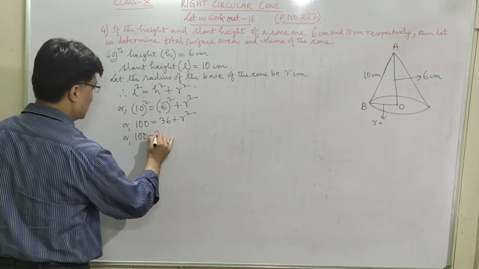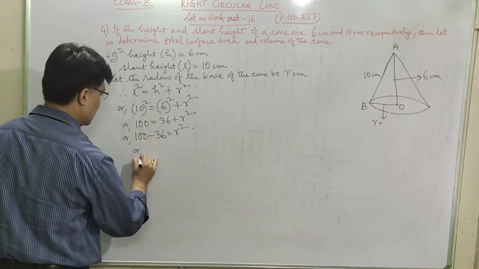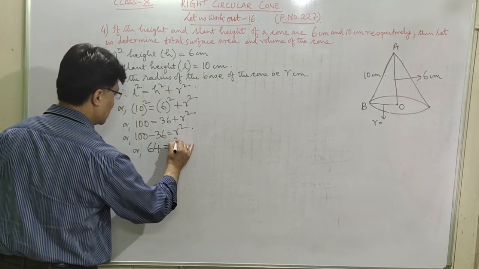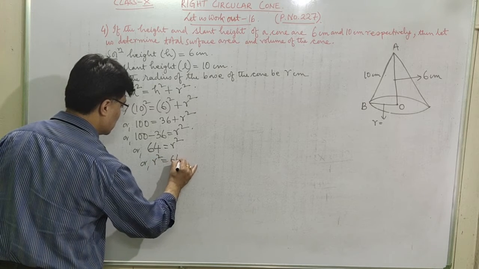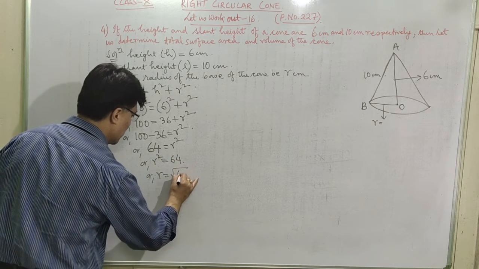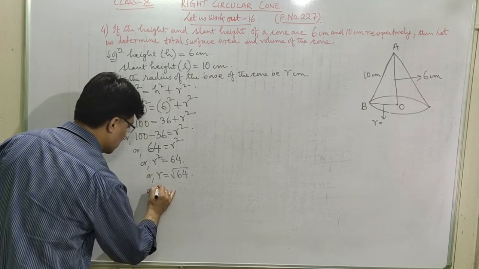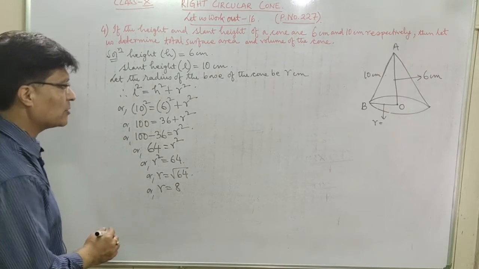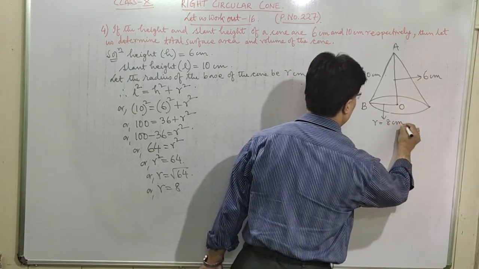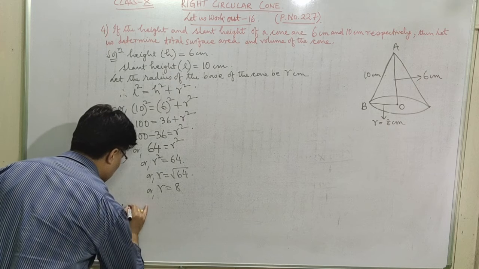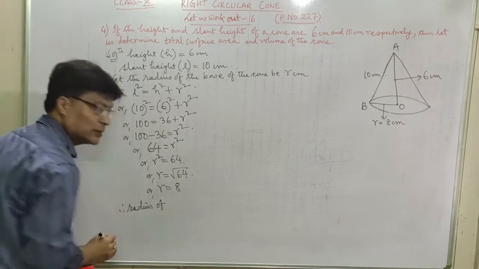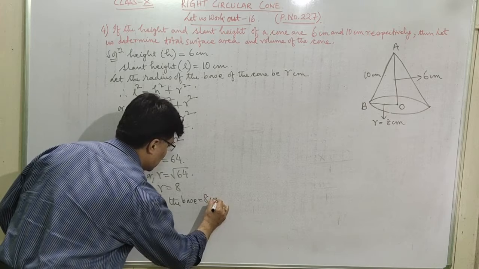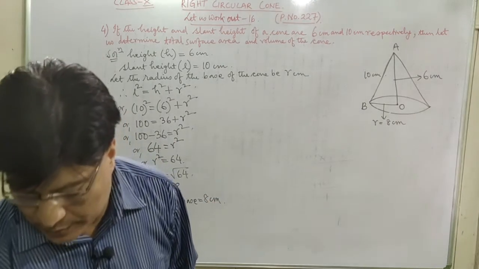Or this is 100 minus 36 is equal to r square. So this is 10 minus 6 is 4, then 9 minus 3 is 6, which is equal to r square. Or this is your r square is equal to 64. Or r is equal to square root of 64. Right? So this is r is equal to 8. So what is the value for r? r is equal to 8. That is the radius of the base of the cone, isn't it? That is r is equal to 8 centimeter. So therefore, radius of the base is equal to what? It is 8 centimeter. So I think you have understood it.